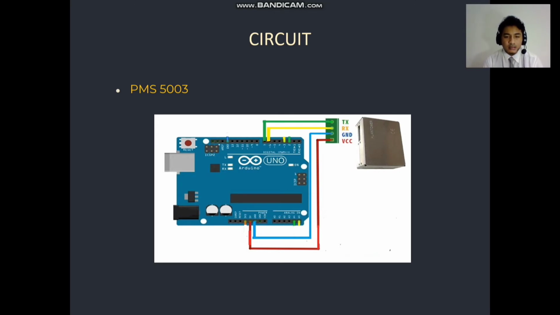Okay, this is the circuit of the PMS 5003 sensor. The red line is the power supply from the Arduino board 5V pin going to the VCC pin. Secondly, the blue line is the ground from the pin in the Arduino Uno, going to the ground pin at the sensor. The yellow line is RX, which is from pin number 6 of the Arduino Uno going to the PMS 5003 sensor. And pin number 7 is TX.